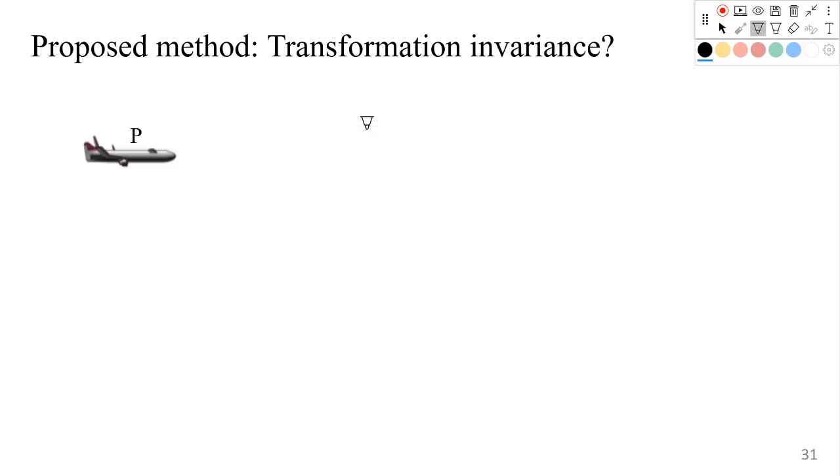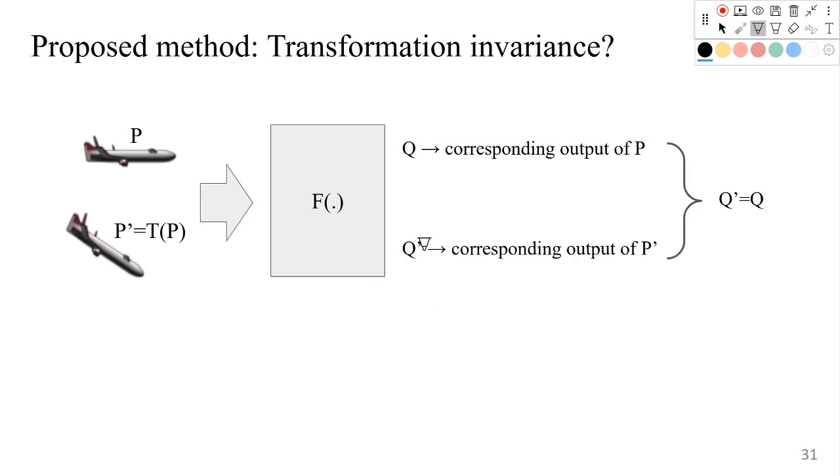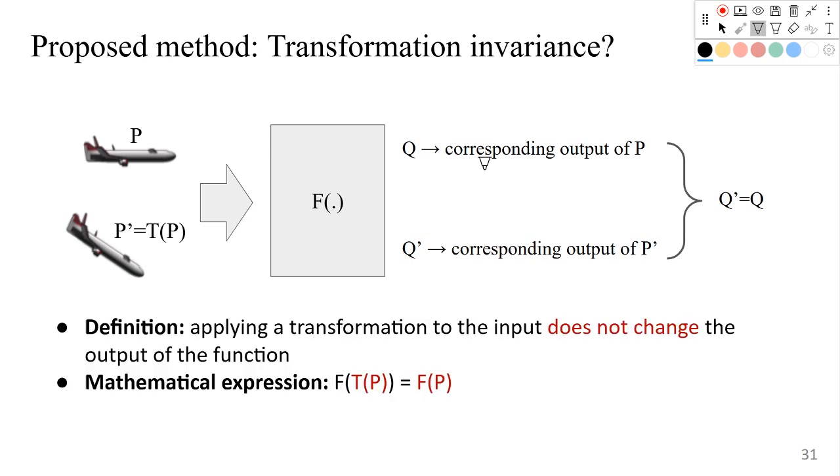And then the second property is transformation invariance. We have the same point cloud. This is the encoder or just any function. And then this is the corresponding output. We have another P prime, which is where we apply a transformation to this P. And this Q prime is the corresponding output. So the output will be the same because they are transformation invariant. No matter the transformation we apply to the input, the output is just the same, invariant to any transformations.